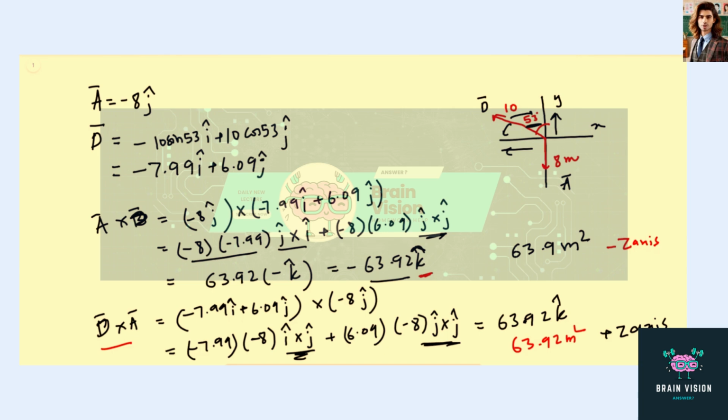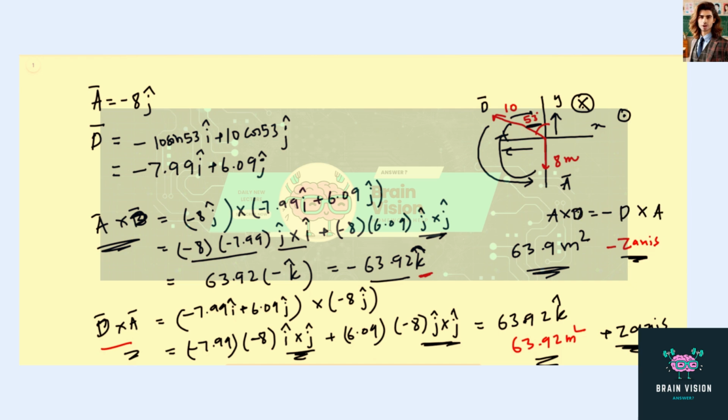It can also be seen using the right hand rule. For A cross D, you would place your four fingers along A and curl them towards D, and then your thumb would point inwards, which would be along the minus z-axis. Whereas for D cross A, when you put your fingers along D and go towards A, your thumb would point out of the page, which would be the positive z-axis. But the magnitude, of course, in both cases would be the same, because A cross D is minus D cross A, which is obvious here.